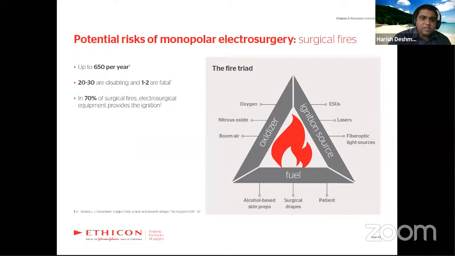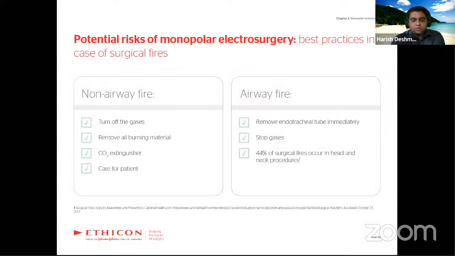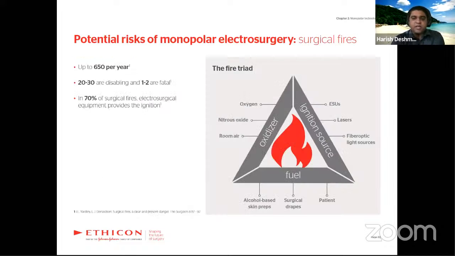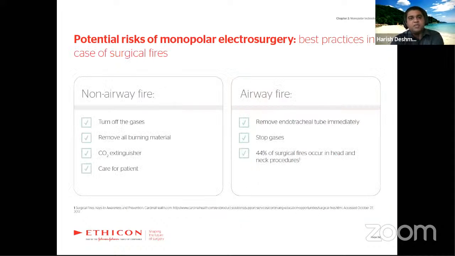This is a study which was published in a surgical journal by Yardley and Donaldson, that there are more than 650 surgical fires per year, where 70% of surgical fires are caused due to electrosurgical equipment ignition. This could be because of multiple reasons: capacitive coupling, direct current or indirect current, or surgical site or pad site burns.